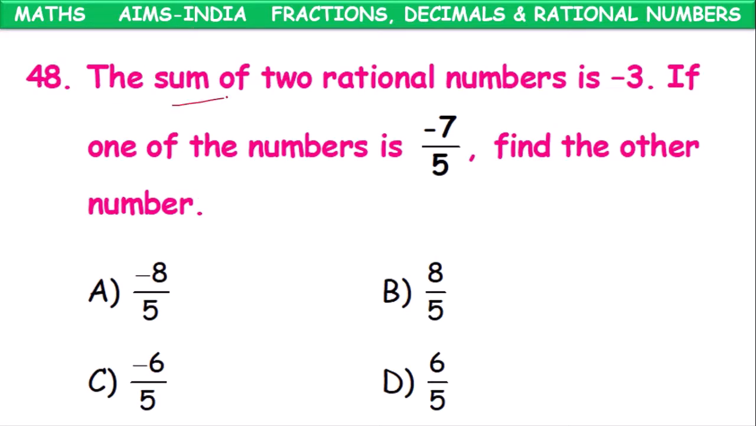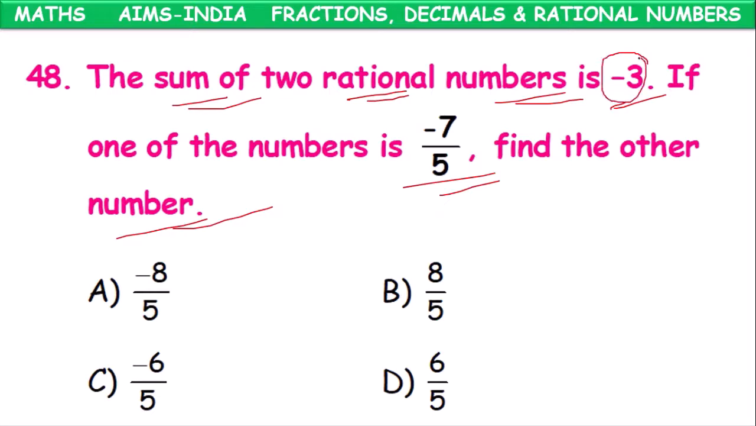Next one. The sum of two rational numbers is minus 3. If one of the numbers is minus 7 by 5, find the other number. One number they have given. What is the other number?